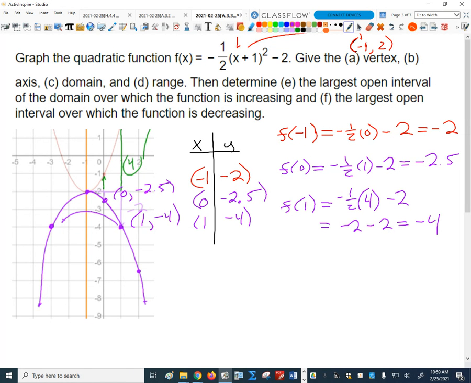So I could just create a t-table to generate these points also, right? I think that's a little bit harder and more time consuming to do though, personally, okay? All right.